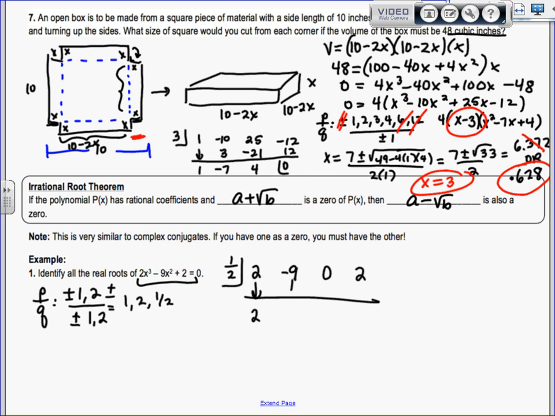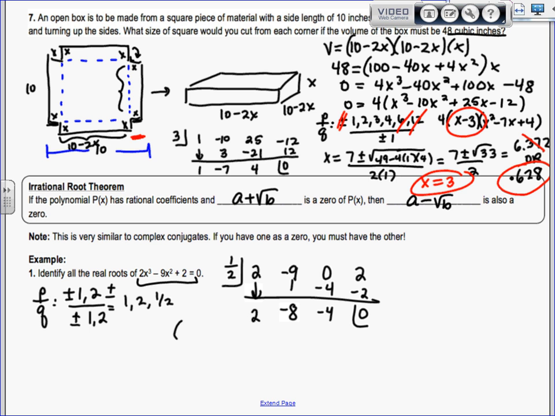All right, drop the 2. 1/2 times 2 is 1. Add straight down, I get -8. 1/2 times -8 is -4. Add straight down, I get -4. 1/2 times -4 is -2. Add straight down, I get 0. It's not bad. Usually there are even numbers where it's going to cancel out the 1/2.